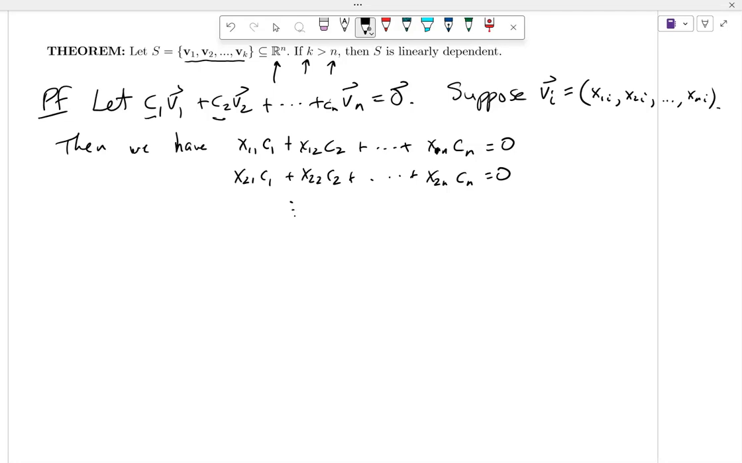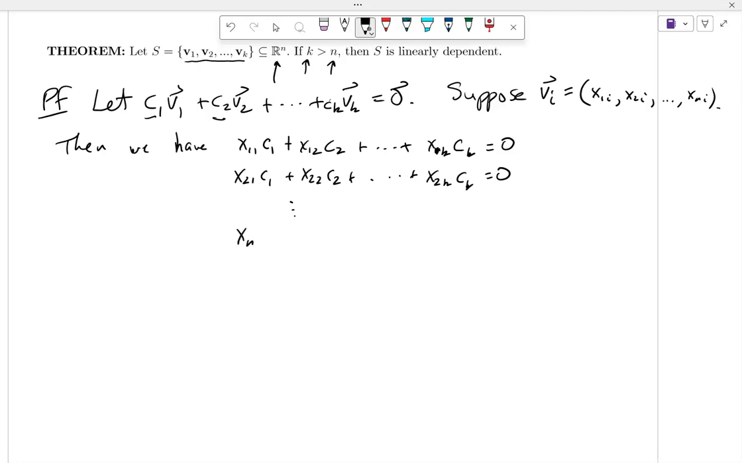All the way down to what? Yep. Oh, I'm using... Darn it. This isn't an N. My apologies, that's a K. That's my problem. I knew something wasn't right at the end here. Those have to be Ks. We have K vectors total.